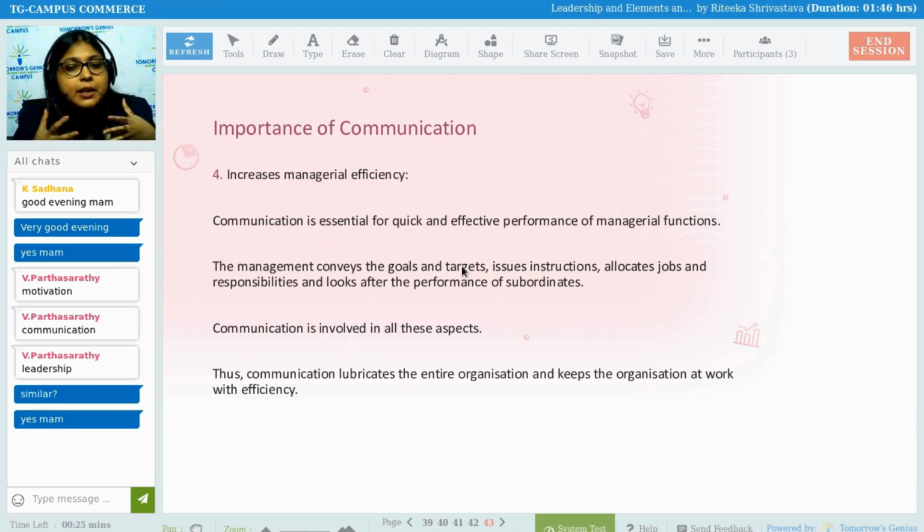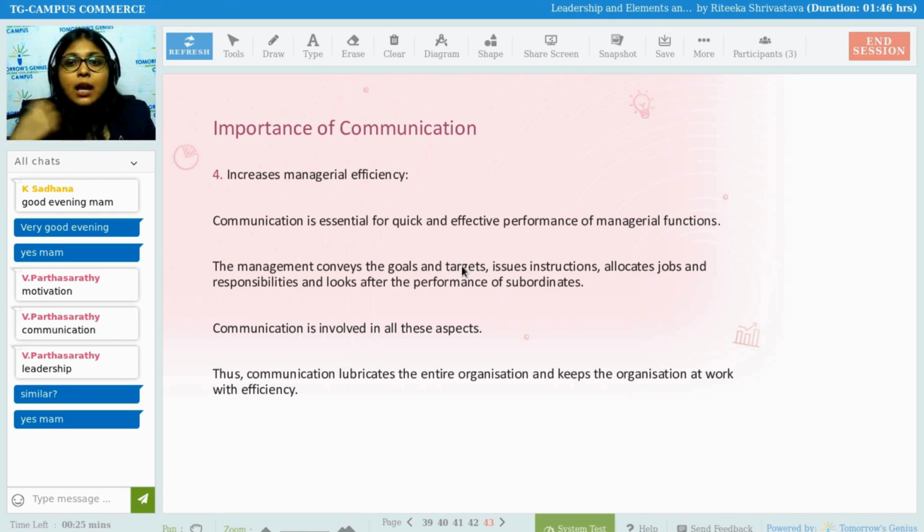Communication lubricates the entire organization. That means it keeps connected with the entire organization. Communication keeps close contact with each and every individual working in the organization. That is why we say it lubricates the entire organization. It will keep the connectivity or close connections with each and every individual in the organization.